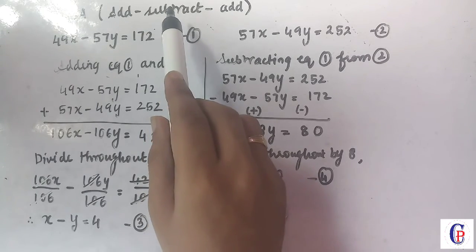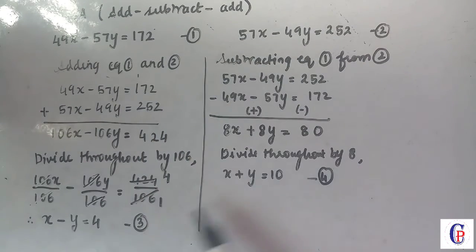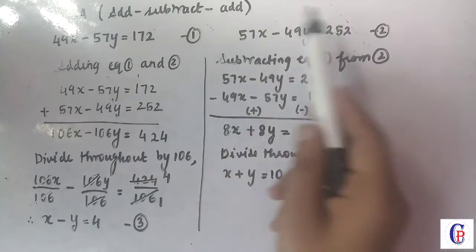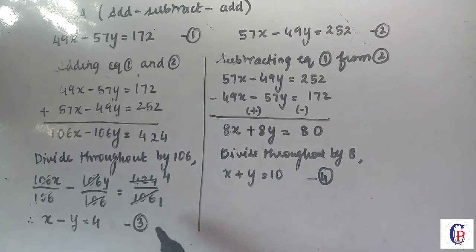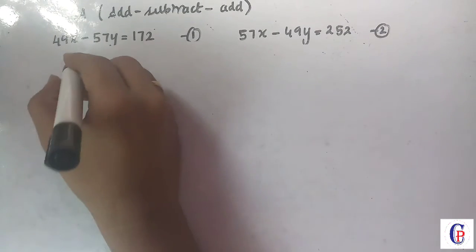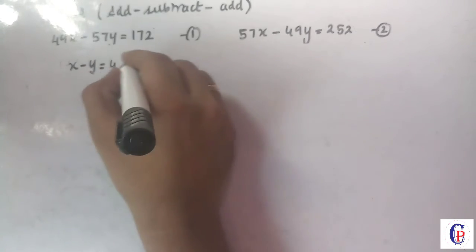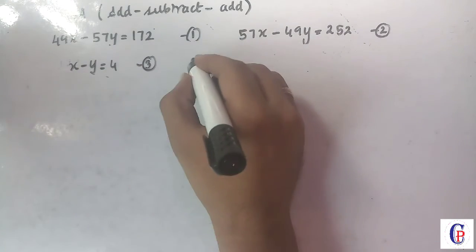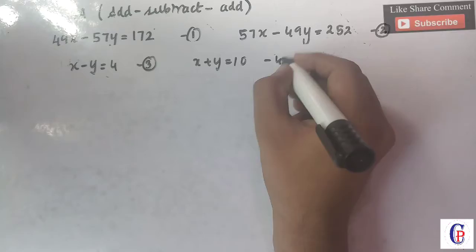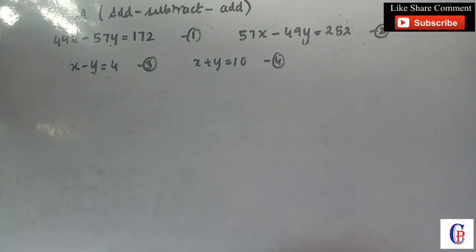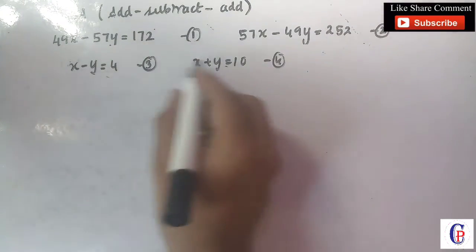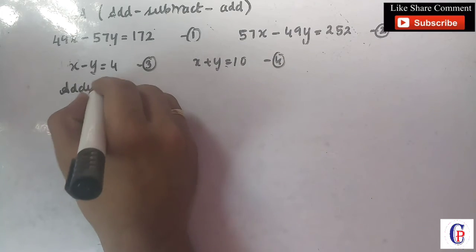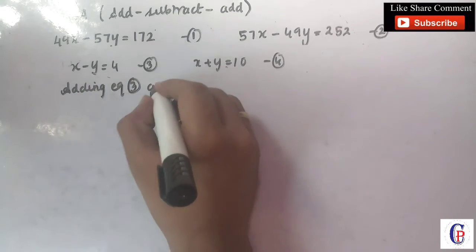Now as you have got third and fourth, what we have done is add, subtract. One more step is remaining, that is adding. Now you have to add this third and fourth equation. Don't again add the first and second, because you will get the same answer. So we have x minus y is equal to 4 as the third equation, and x plus y is equal to 10 as the fourth equation. Now we are supposed to add these two equations, adding equation 3 and 4.